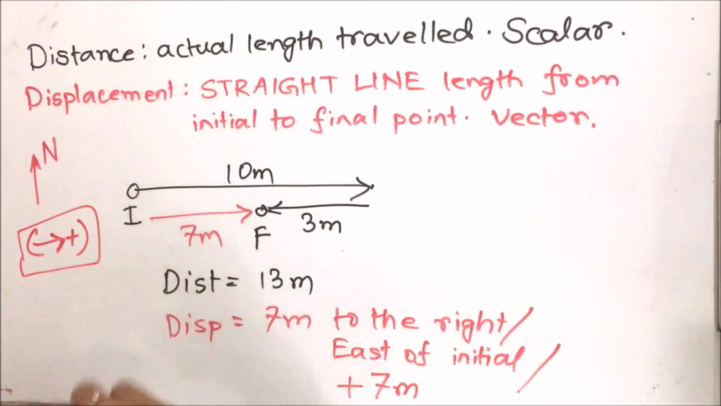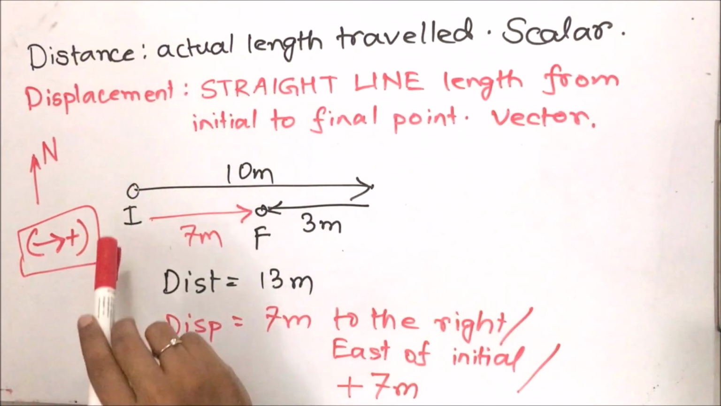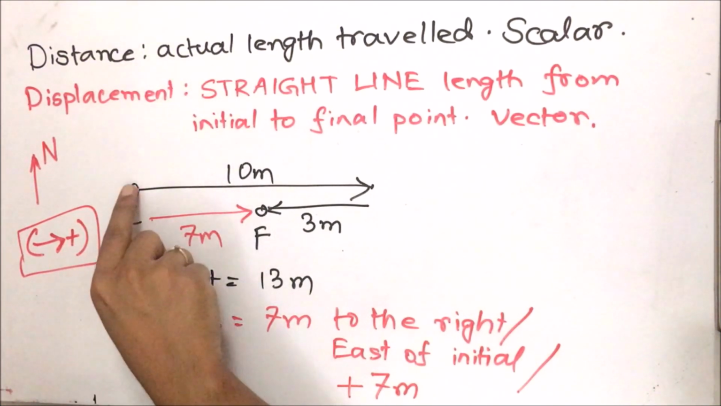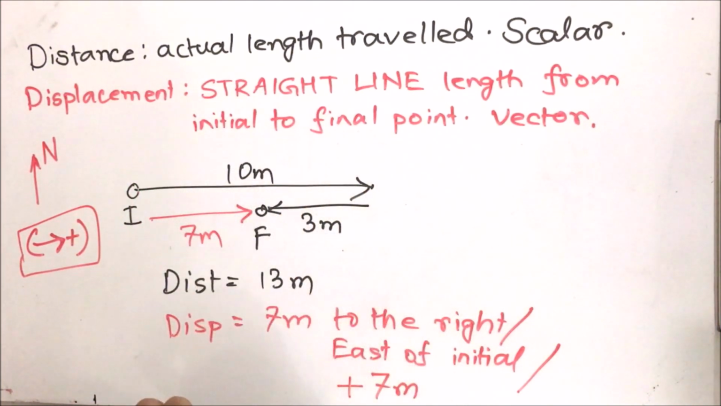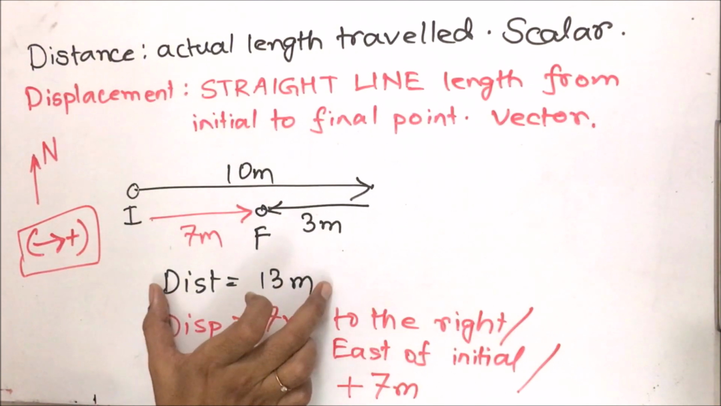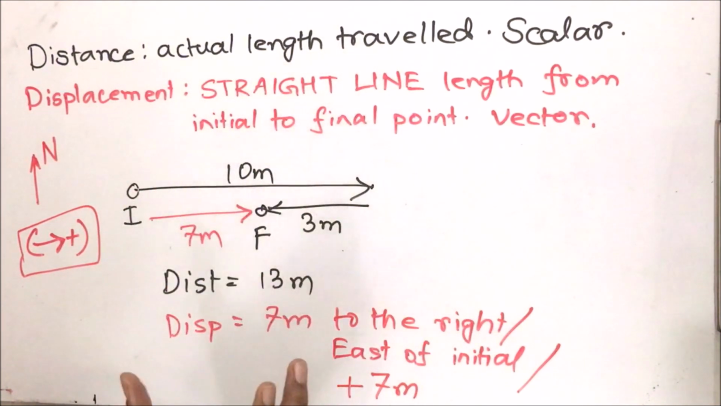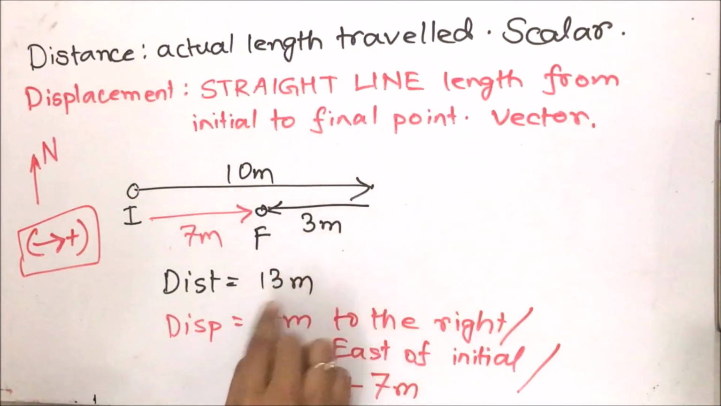Suppose you start from this point right here. This is your initial point, I for initial. You travel 10 meters in this direction and then 3 meters in the other direction. So the total distance that you have traveled is the actual length that you have traveled, that is 10 plus 3, 13 meters.